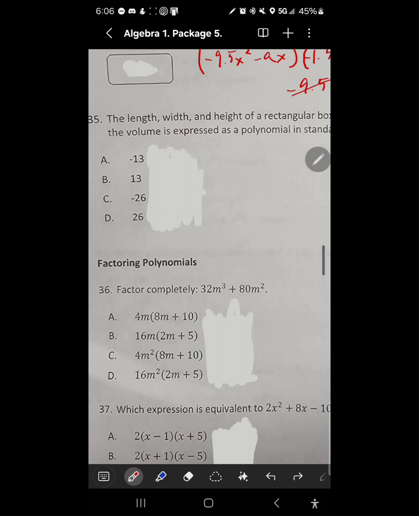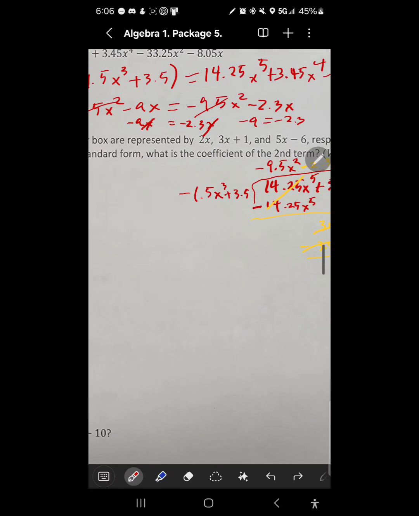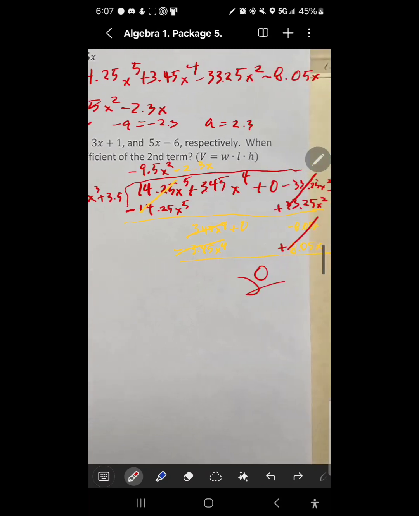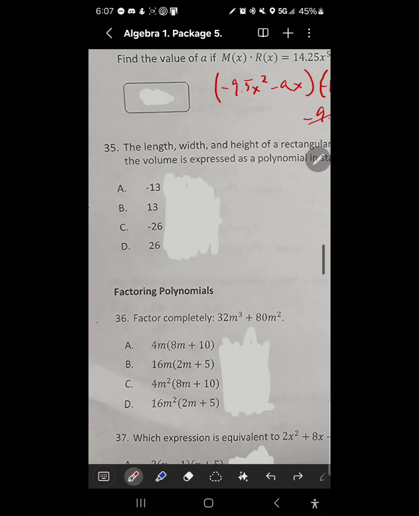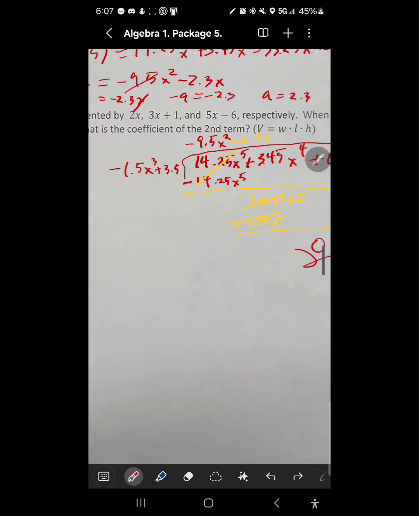Now let's keep going. So the length, width, and height of a rectangular box are represented by 2x, 3x plus 1, and 5x minus 6, respectively. When the volume is expressed as a polynomial in standard form, what is the coefficient of the second term?